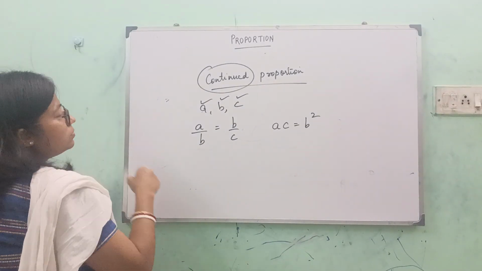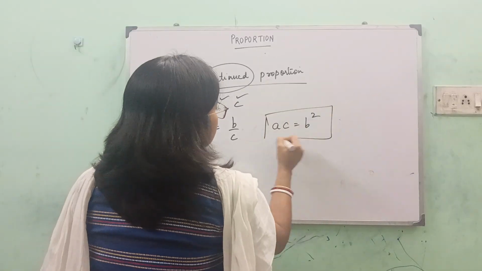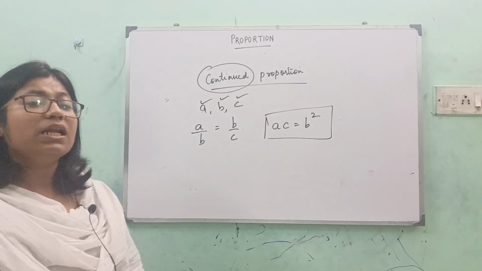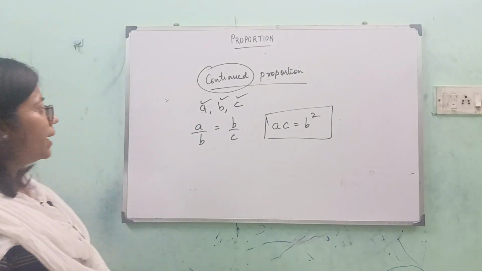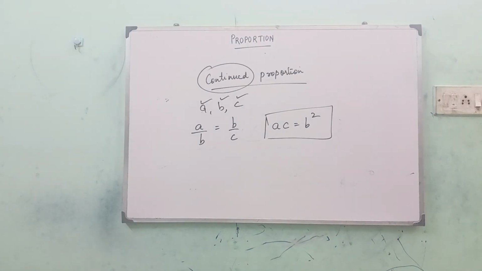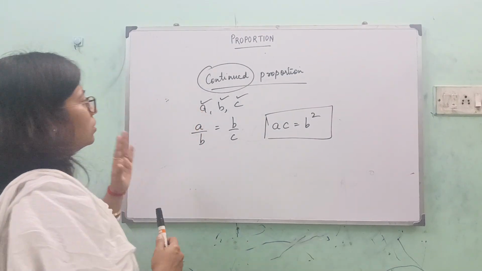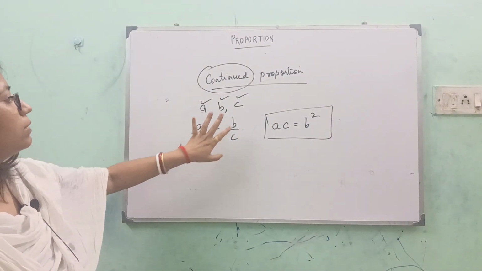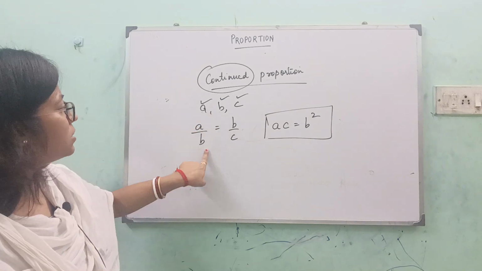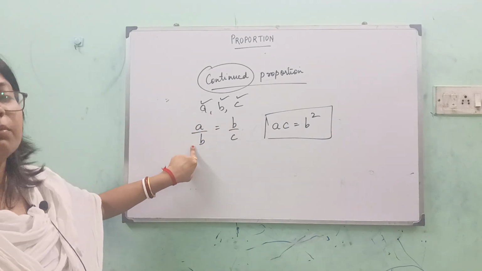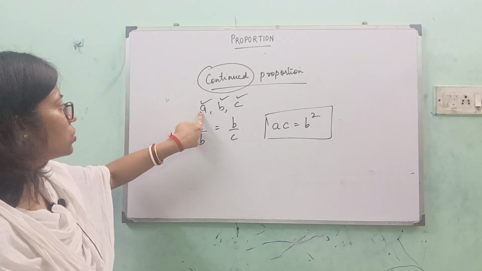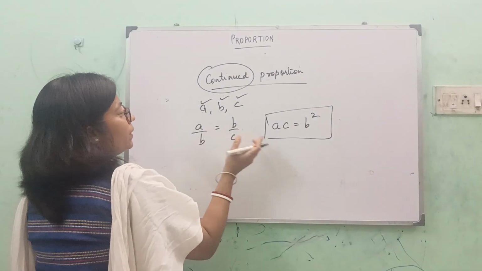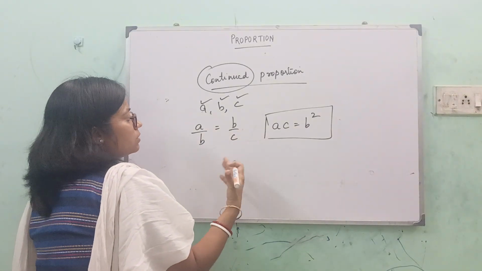So here AC is equal to B square, and remember B is called the mean proportional between A and C. So for continued proportion, there are three quantities involved. A by B is equal to B by C, where B is the repeated or continued one. B is called the mean proportional, whereas the first one is called the first proportional and the third one is called the third proportional. Following the cross product rule, product of means is equal to product of extremes.